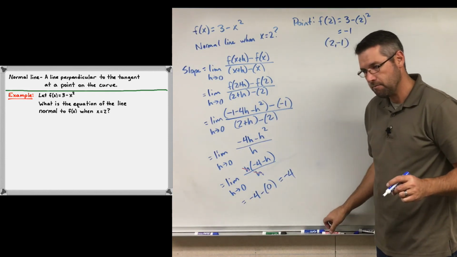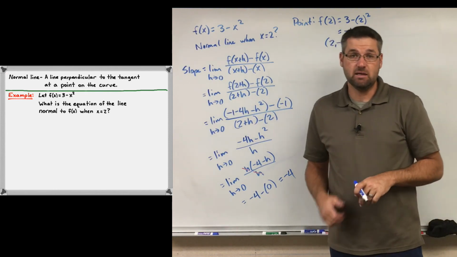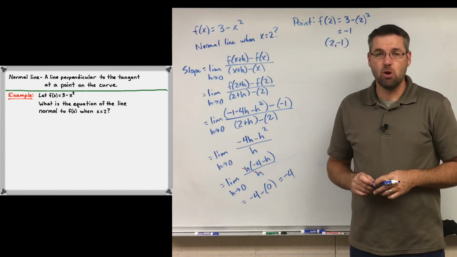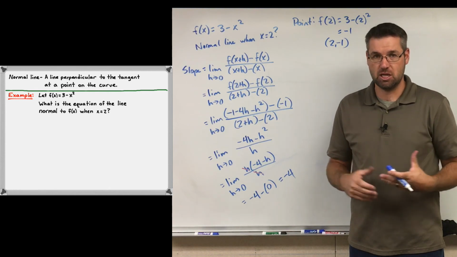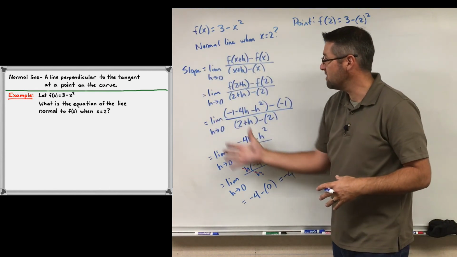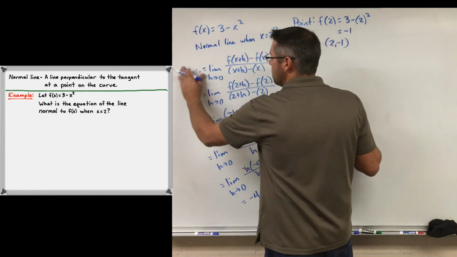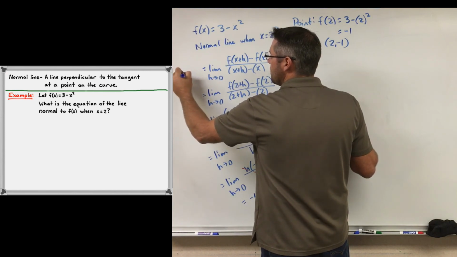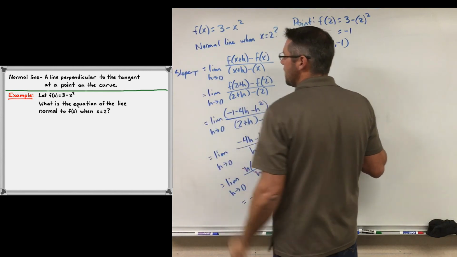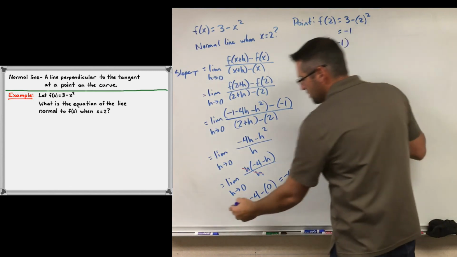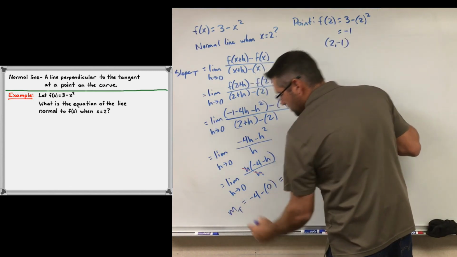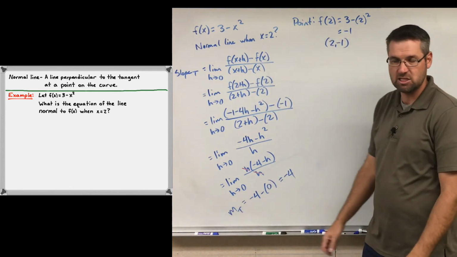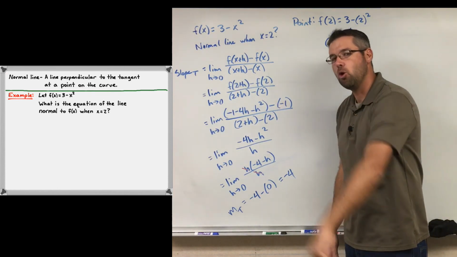Now, what did we just find? We found the slope of the tangent line, right? This is the slope of the tangent line. So I'm going to go ahead and write that here. The slope of the tangent line, t, tangent line. So this, again, is the slope of the tangent line. We don't want the slope of the tangent line. We want the slope of the normal line.